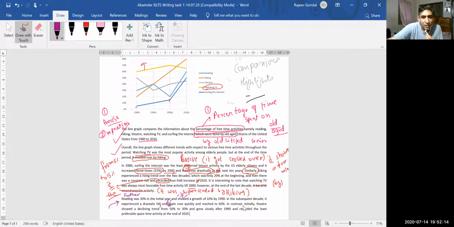Okay, and then you are saying in contrast, initially theater. So theater is the one which is in this color. So theater showed a declining trend from 50% to 30%, and put a comma here, and grew slowly after 1990.